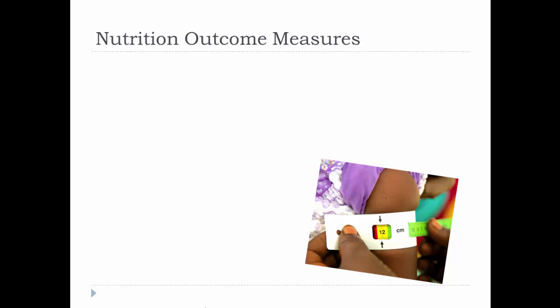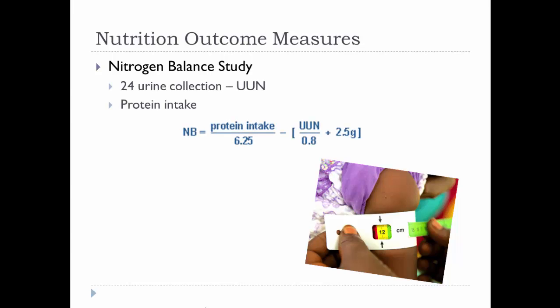Two nutrition outcome measures that are very important in the pediatric ICU population are nitrogen balance studies and mid-upper arm circumference. For nitrogen balance studies, 24-hour urine collection as well as a 24-hour dietary recall can allow us to calculate urinary urea nitrogen and daily protein intake in order to determine the patient's nitrogen balance. This helps to evaluate if our protein prescription is adequate, and if a patient's in negative nitrogen balance, it's supported that more than 3 grams per kilogram per day of protein can be provided, up to 4 to 4.5 grams per kilogram per day.